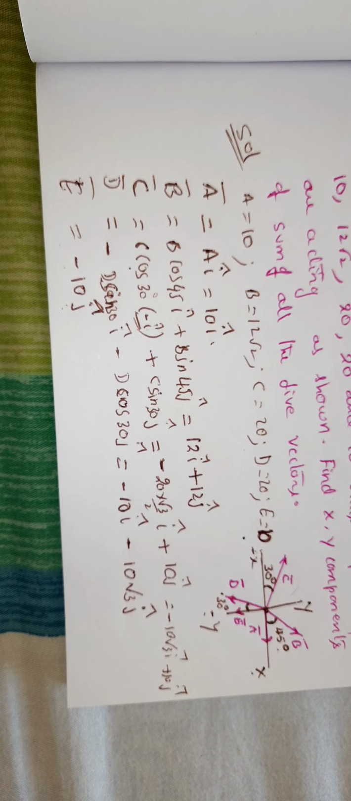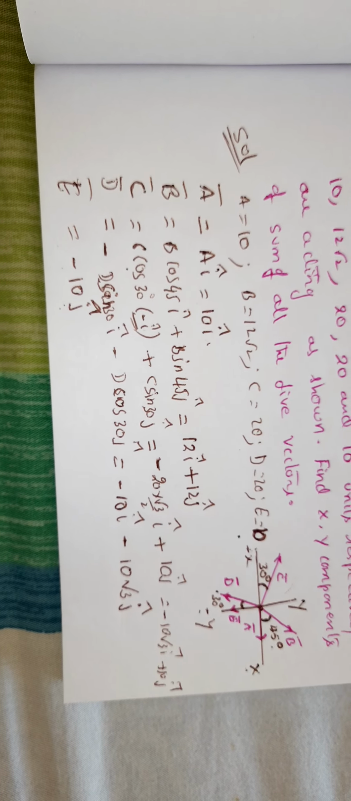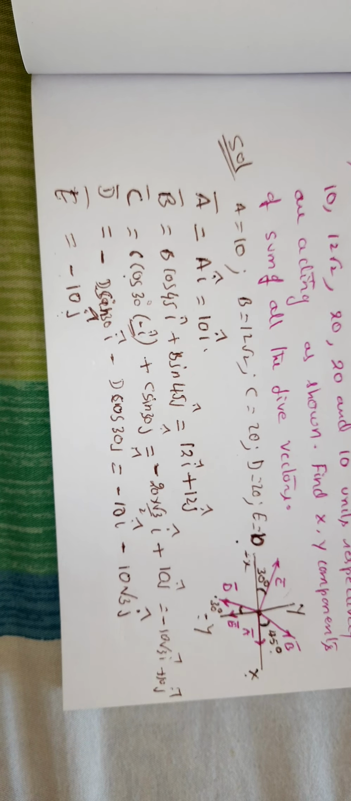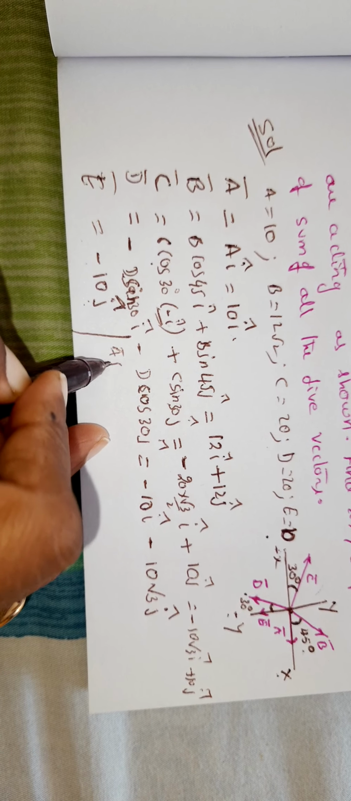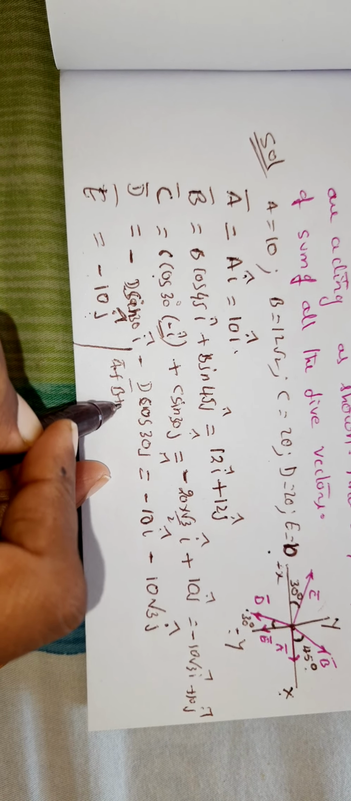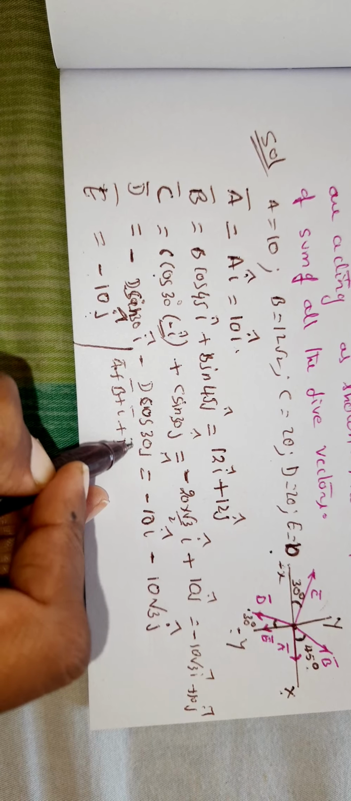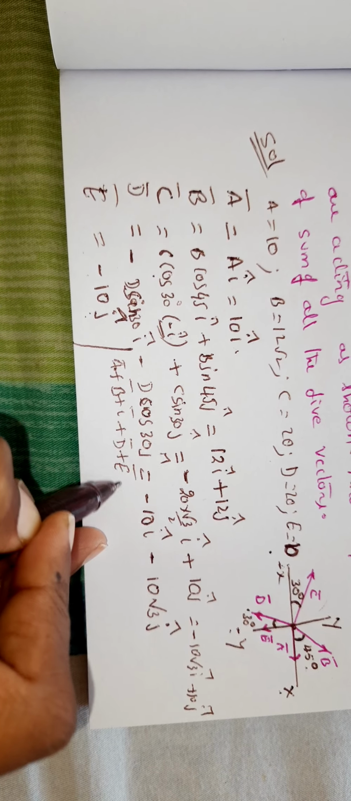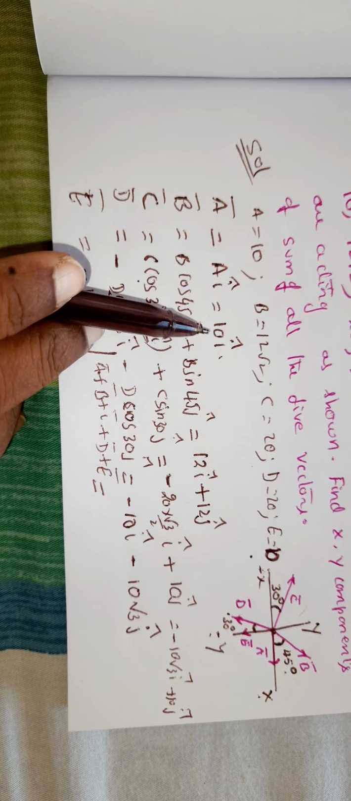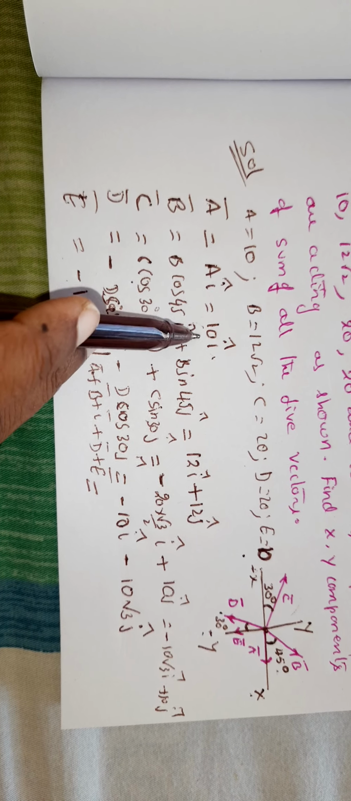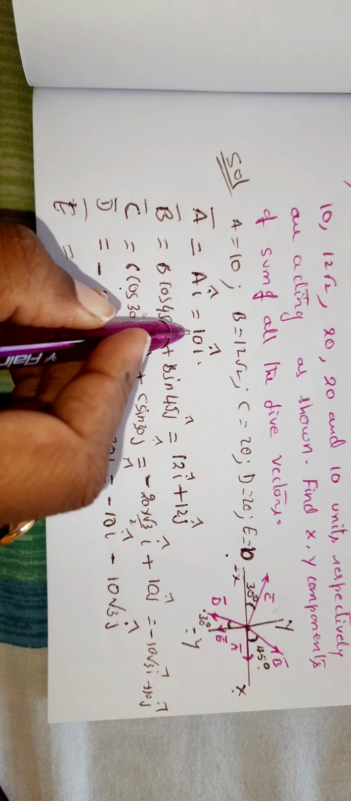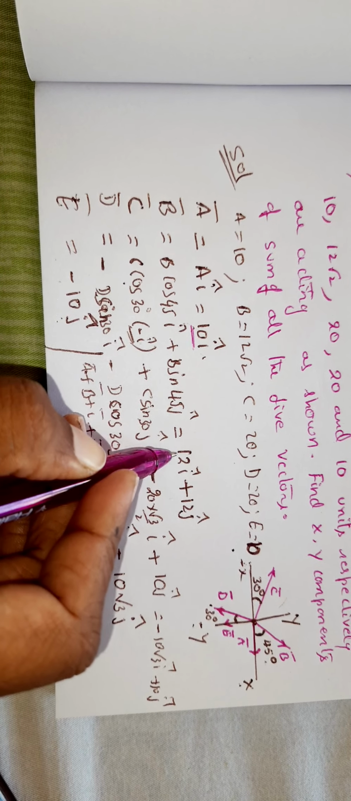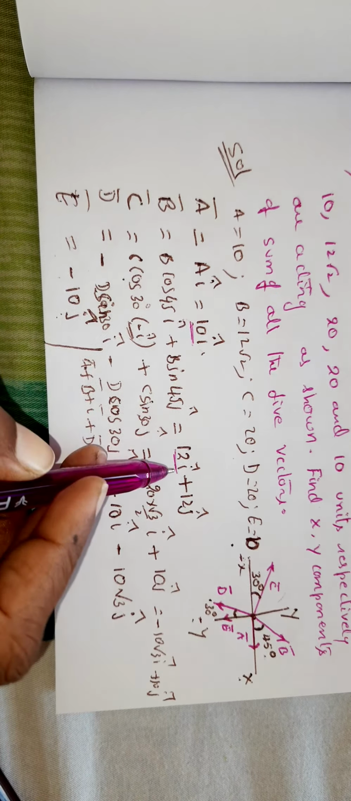Now what we have to find is the sum of all the 5 vectors. Sum of all the 5 vectors. Okay, let's do here. So now A bar plus B bar plus C bar plus D bar plus E bar. So that is equal to 10 i. Now look at only i's, right? So 10 i cap plus 12 i cap. I got 22 i cap.